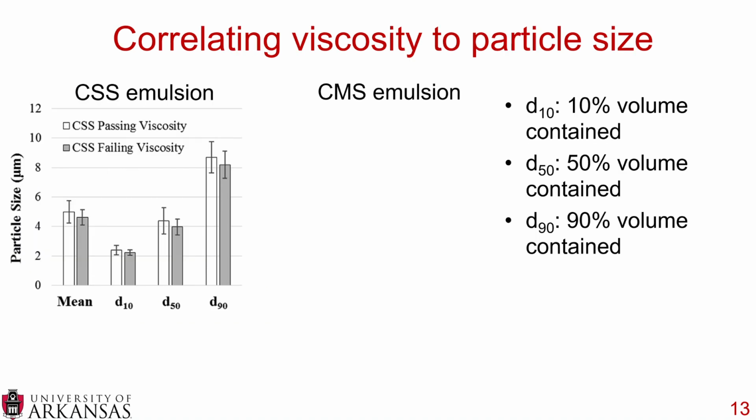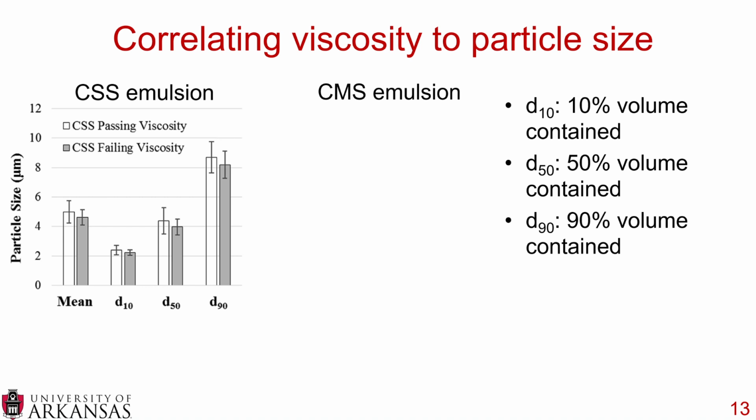And so what we did with all of our emulsions is we tried to correlate the viscosity to the particle size. So you can see we got the mean, the D10, the D50, and the D90. We have a passing viscosity and we have a failing viscosity, and we measure the corresponding particle size at the passing and failing viscosity. Now let's go over a little housekeeping.